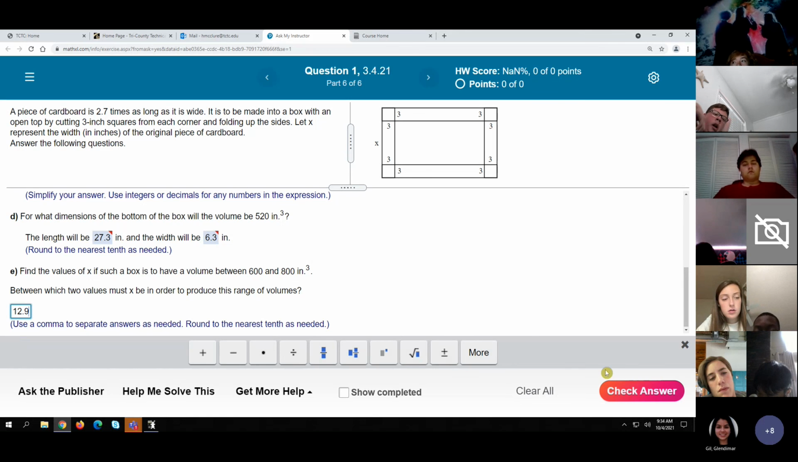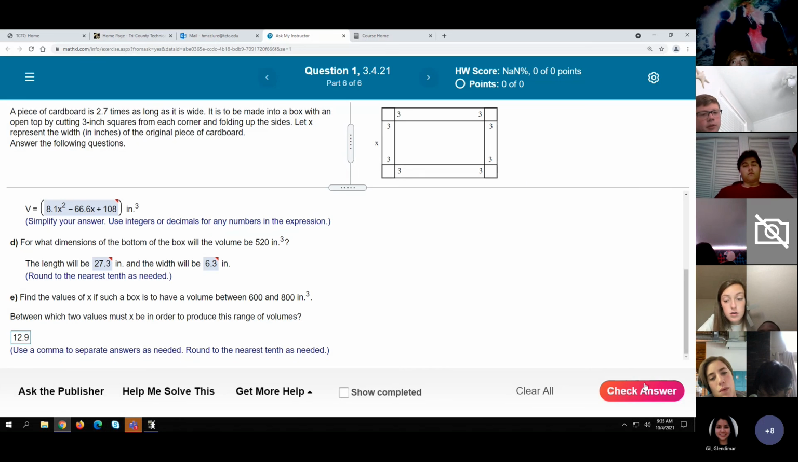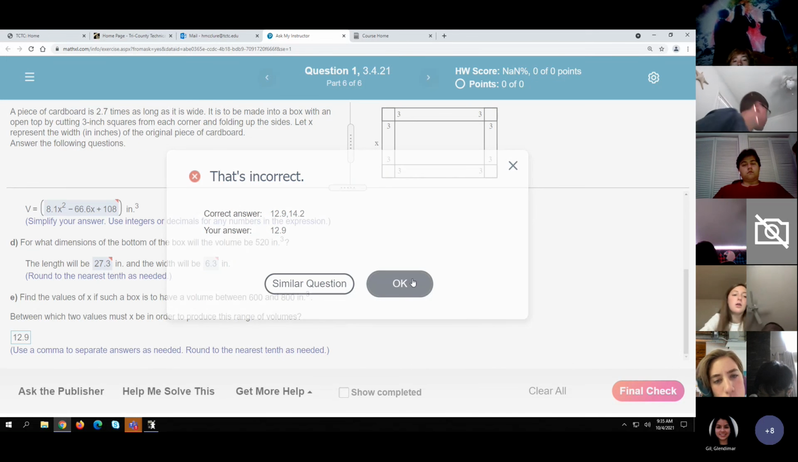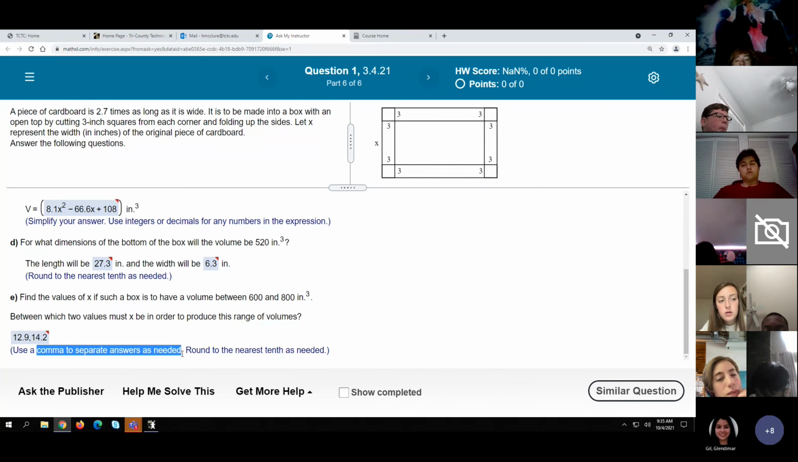12.9. Okay, you're supposed to put commas in between them. I'm sorry. 12.9 to 14.2. I thought they were going to ask for the second one. I didn't read the directions. Use a comma to separate answers as needed.